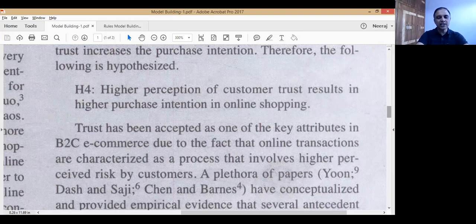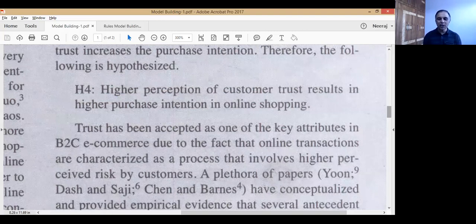Even then, it's the same meaning. If I write "high perception of trust influences the purchase intention," it's the same. If I write "higher perception of trust has an effect on higher purchase intention," it is the same. So we should not get trapped into the words of English.